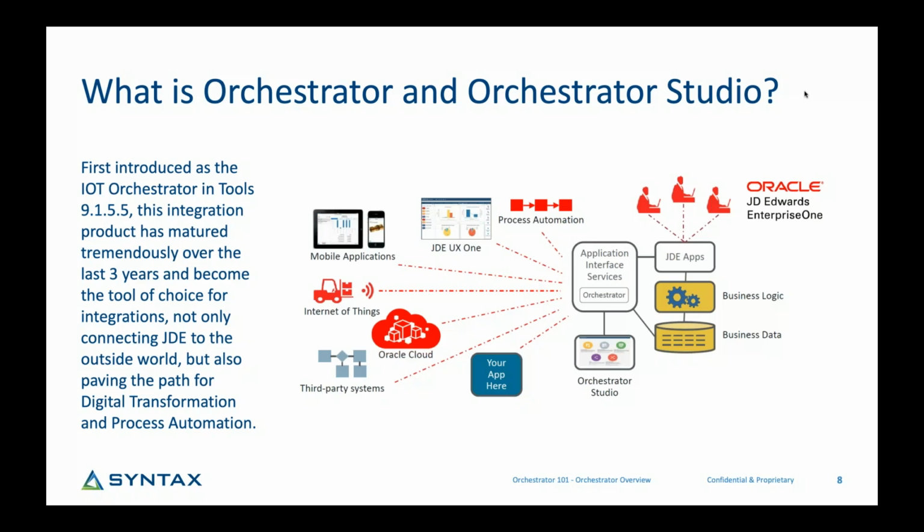So what is Orchestrator? It was first introduced as the IoT Orchestrator with tools release 9.1.5.5, and this has really matured over the last 3 years to become a really robust tool for doing integrations with JDE. There were of course business services, but not integration to this level, integrating with the views and screens of JDE. You had to go the business function route. But now, after evolving through the IoT Orchestrator, they just call it the Orchestrator or Orchestrator Studio, which is able to do just that, orchestrate the transactions with JDE.